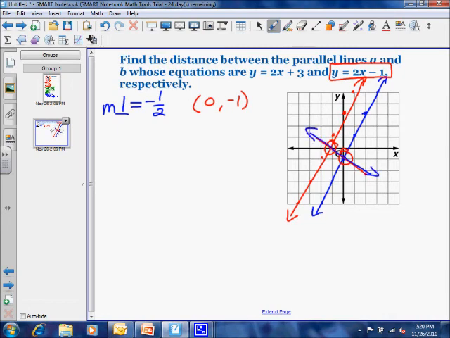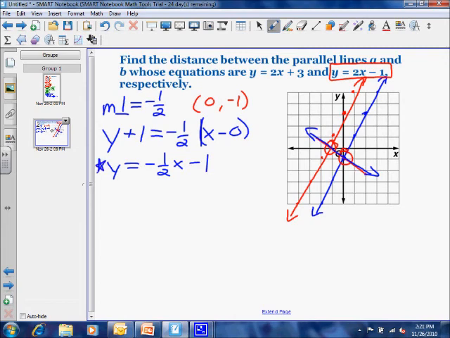Okay, so the new one, I just drew the blue one right there. Putting it in point-slope form, I have y + 1 = -1/2 (x - 0). Solving that, I have y = -1/2 x - 1 when I bring over the 1 from the left to the right. So I'm going to call this equation star.